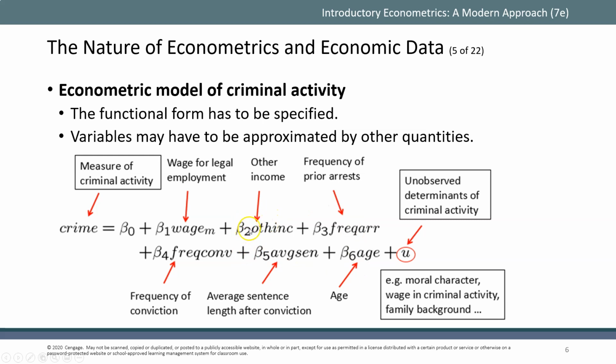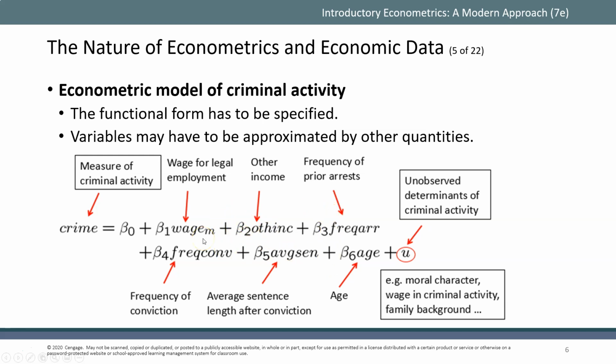These beta parameters are telling us the relationship between this variable and, for example, this variable. So this beta 2 is showing us the relationship between other income and the criminal behavior. These beta parameters will show us two types of relationships. The first is the direction of the relationship.